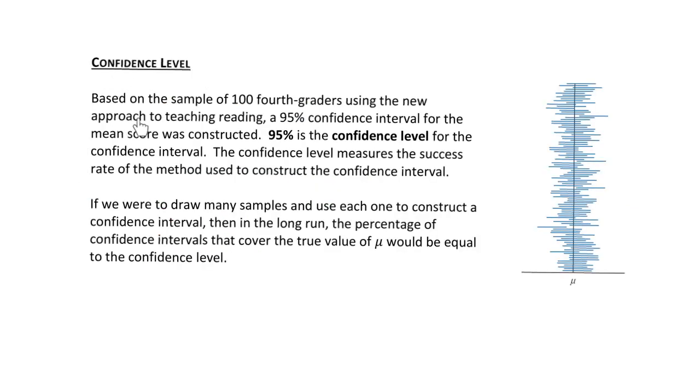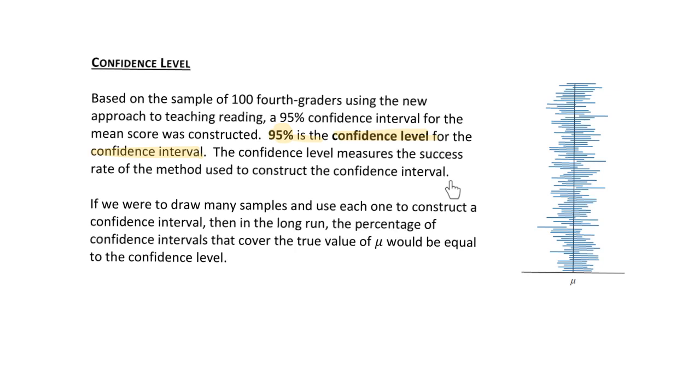Confidence level. Based on the sample of 100 fourth graders using a new approach to teaching reading, a 95% confidence interval for the mean score was constructed. So 95%, that is the confidence level for the confidence interval. The confidence level measures the success rate of the method used to construct the confidence interval.